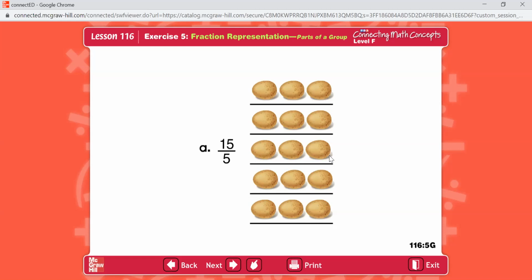Problem B, 6/3, 6 divided by 3. You're going to make 3 equal groups. 6 divided by 3 equals 2. So you should have 2 X's in each group, or whatever object you chose to draw, like so.